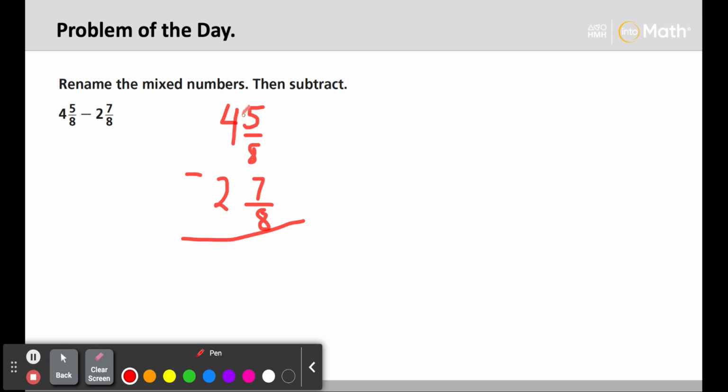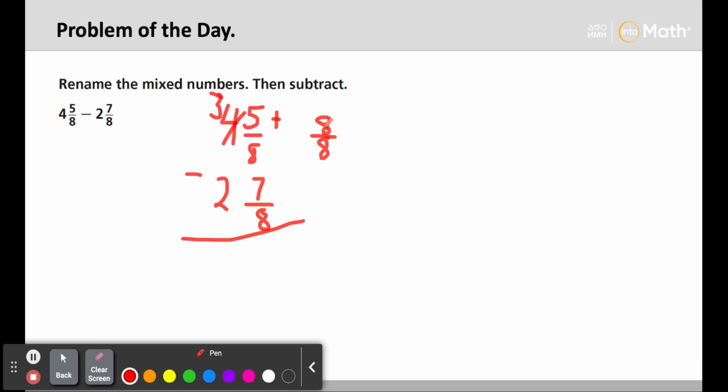If I borrow one of these, it becomes 3. So I take one of the wholes. My denominator's 8, so whatever this is, I take one of those whole 8s, and I would add it, the whole 8. I'm just going to write it so you can see it. So this is what I'm adding. This equals 1. So I took 1. Any number over itself is the whole number. So I took one of the wholes.